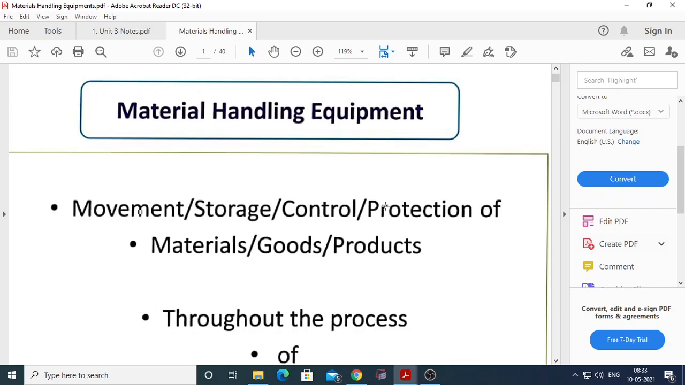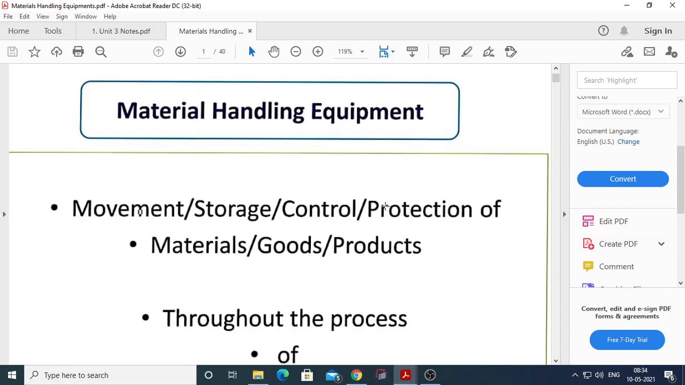First, picking up the load. Second activity is transporting the load. Once you have picked up, then you can transport the load. And third is setting the load down. Very simple, you should remember these three activities. First is picking up the load, second is transporting the load, and third is setting the load down.